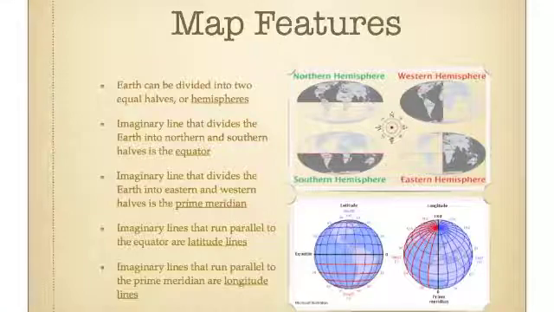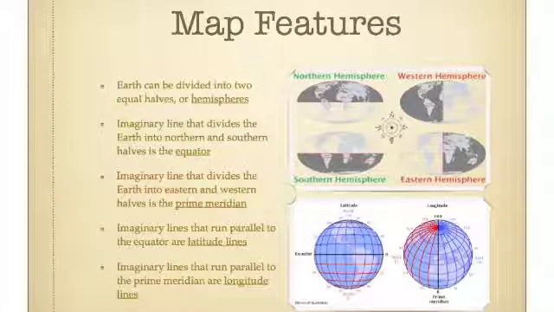Quickly reviewing map features: hemispheres, latitude, and longitude lines. Hemispheres are halves of the Earth, and Earth can be divided into two equal halves. When we talk about the northern and southern hemisphere, there's an imaginary line that divides the Earth into those halves. That's the equator. The imaginary line that divides the Earth into eastern and western halves, that's the prime meridian. And the lines that run parallel to these lines are latitude and longitude lines.